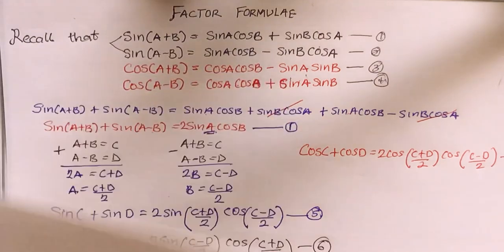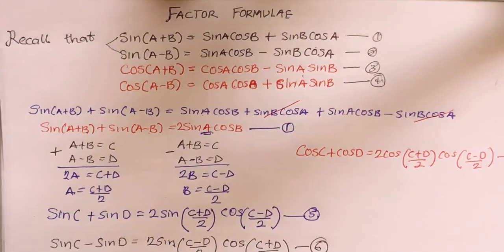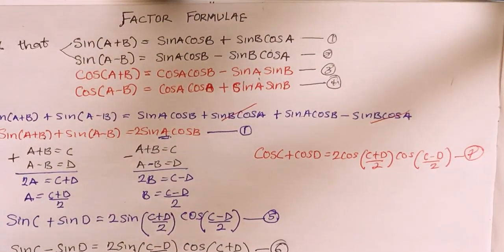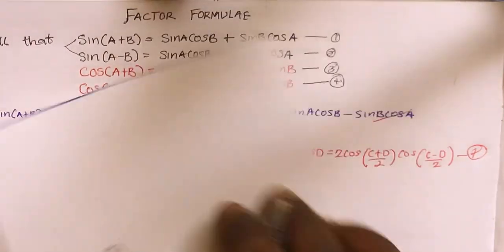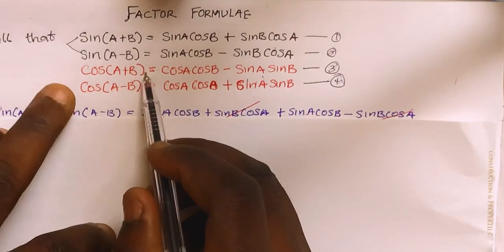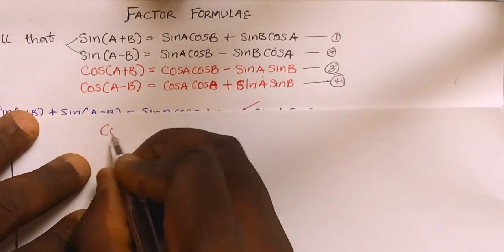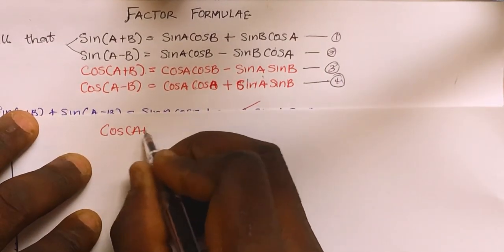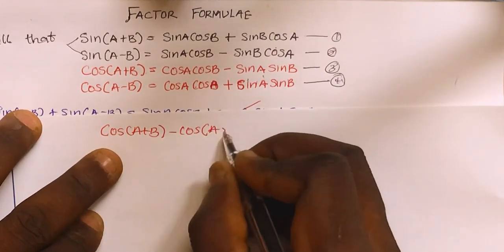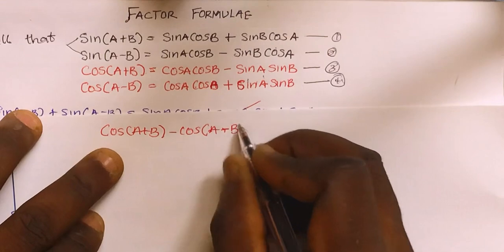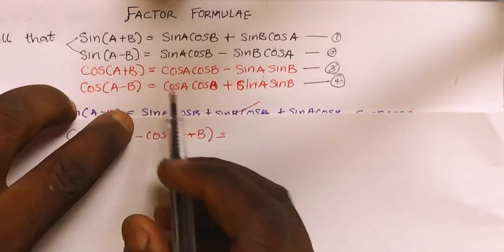Then we have actually added this. The next thing for us to do is to subtract. We've added equations 3 and 4, then the next thing is just to subtract. Subtracting equations 3 and 4, let's see what we are going to have. If you subtract this, you have cos (A plus B) minus cos (A minus B), right? To be equal to, subtracting this.